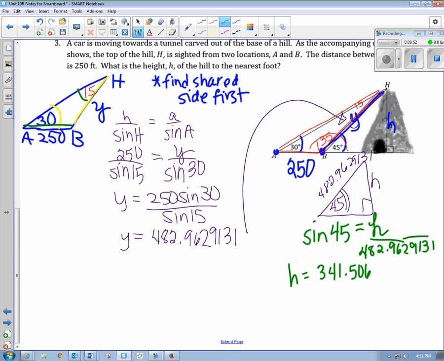341.5063509, and they want that height to the nearest foot. So 342 for my final answer for the height of that.